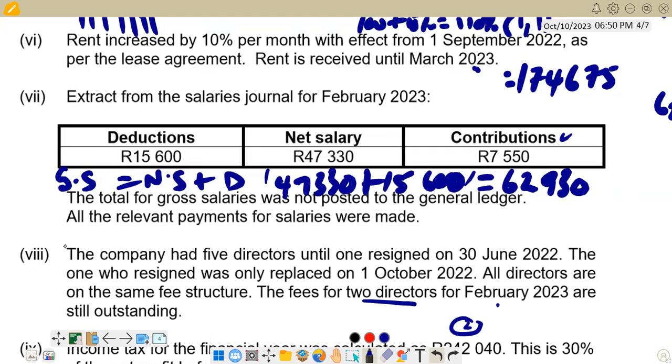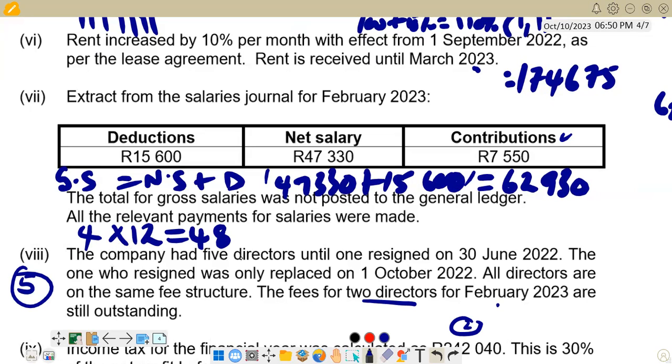Remember, the figure that we are given in the list of balances is the figure of the actual amount that was paid. So what is important here is that we've got 5 directors, but out of these 5 directors, 4 of them were paid for the 12 months. So we're saying 4 times 12 that was supposed to be paid, and then we get 48. We get 48 for the 4 directors.